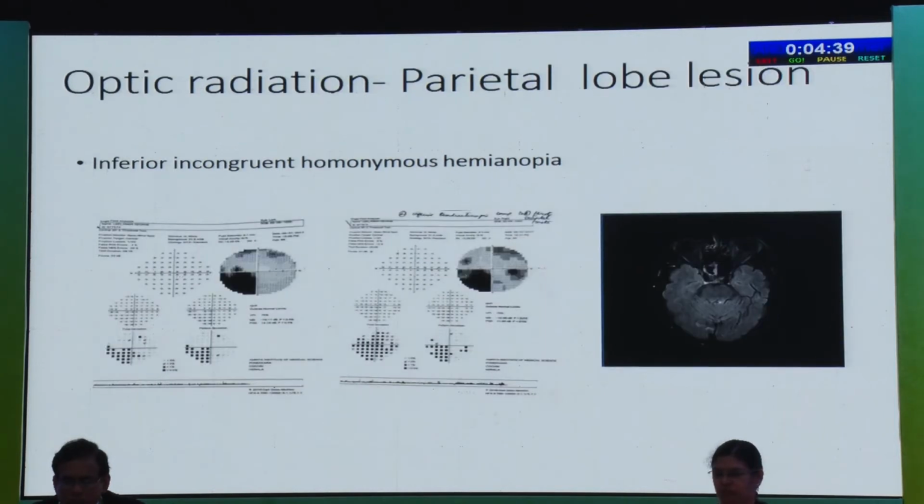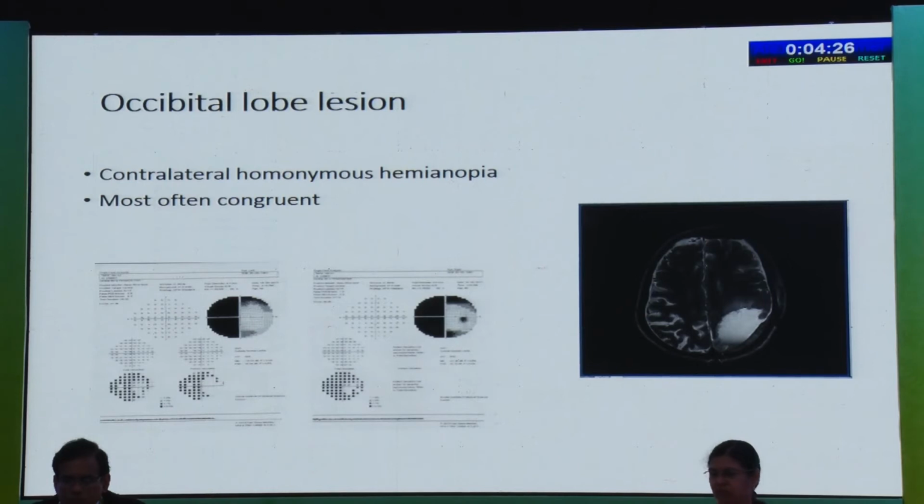So parietal lobe lesion causes inferior homonymous hemianopia, usually called pie in the floor appearance. Coming to occipital lobe lesion, here again we get contralateral homonymous hemianopia. The characteristic feature of occipital lobe lesion is that the field defect is congruent, as the corresponding retinal nerve fibers are very close to each other. We get congruent field defect. So when we get congruent field defect, we should think of a more posterior lesion.